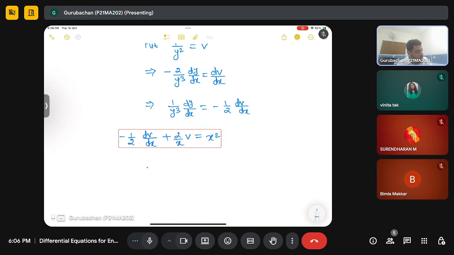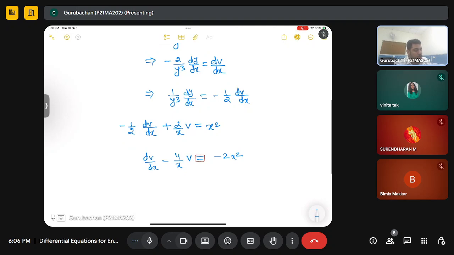So you may write it as dv/dx - (4/x) v = -2x^2. So this is a linear ODE which you can simply solve by taking an integrating factor. So try it on your own, then we will discuss it.